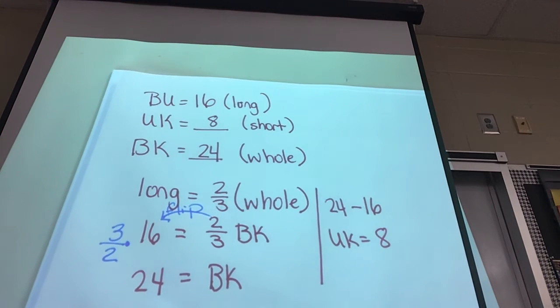Okay. Now, let's look at some of these with some letters. One thing, be ready for this. Well, that's too bad. You're going to get them anyway. Because letters aren't going anywhere.